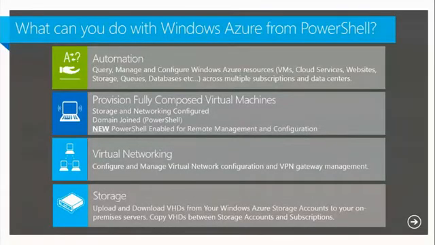From a virtual networking perspective, we have cmdlets to allow you to create and configure your VNets, turn on your VPN gateways, turn them off, etc. And storage we have historically been really light on. In the past 2 releases, we've added a lot of functionality for managing VHDs. So you can now upload and download VHDs from on-prem to the cloud. And we just recently added capabilities to copy VHDs between storage accounts. I'll show you some of these here in just a little while.